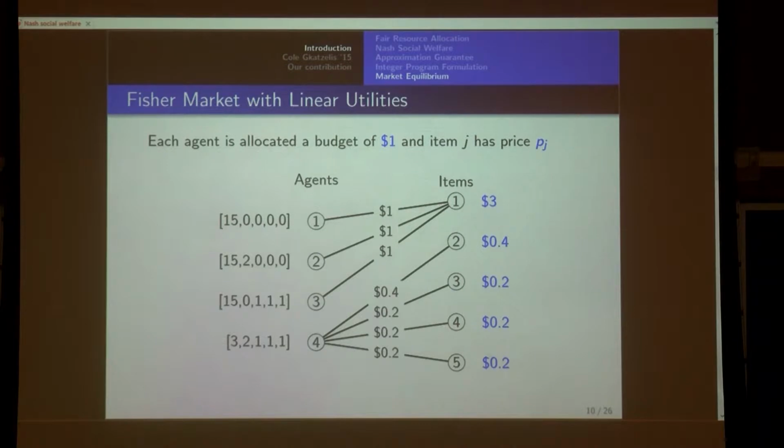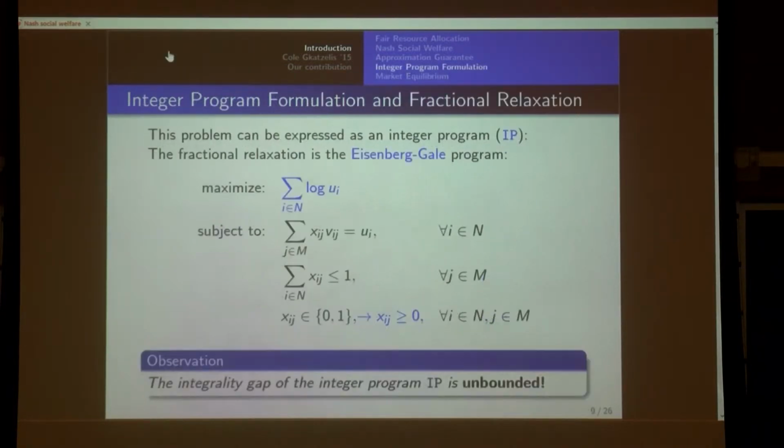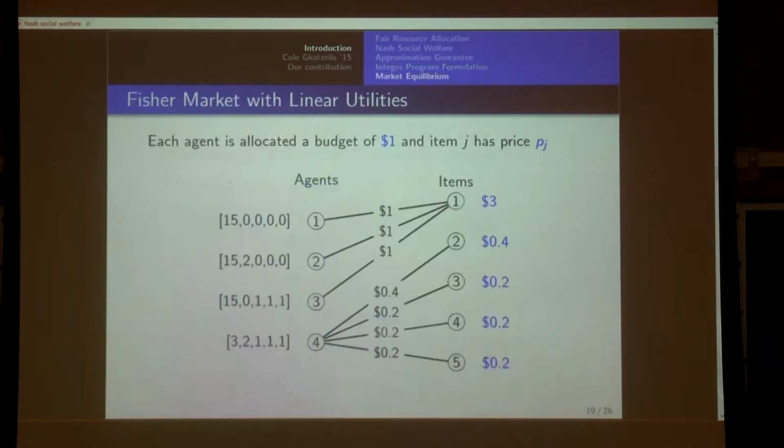And this is exactly what the fractional relaxation is computing. So if you solve this convex program now with the fractional relaxation, this xij, the allocation variables, will give you the equilibrium allocation, and the dual or the Lagrangian multipliers for the supply constraints will give you the equilibrium prices. So this is well known.